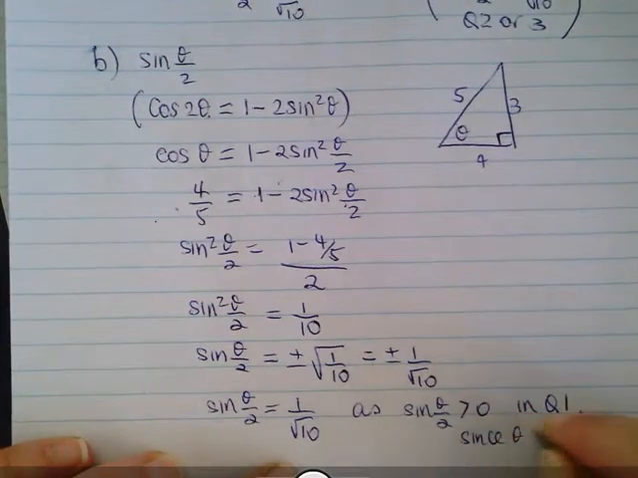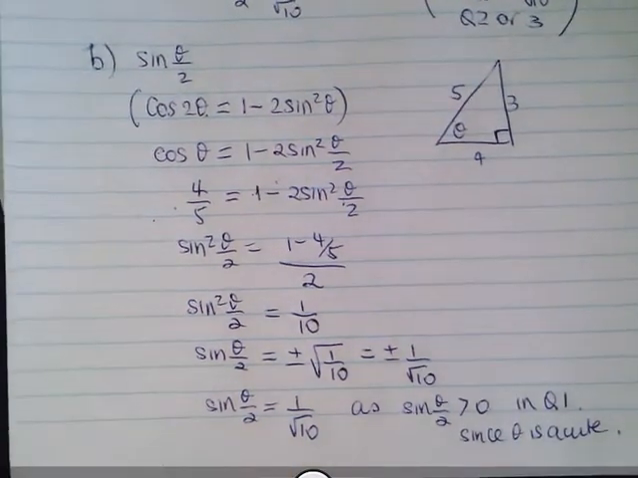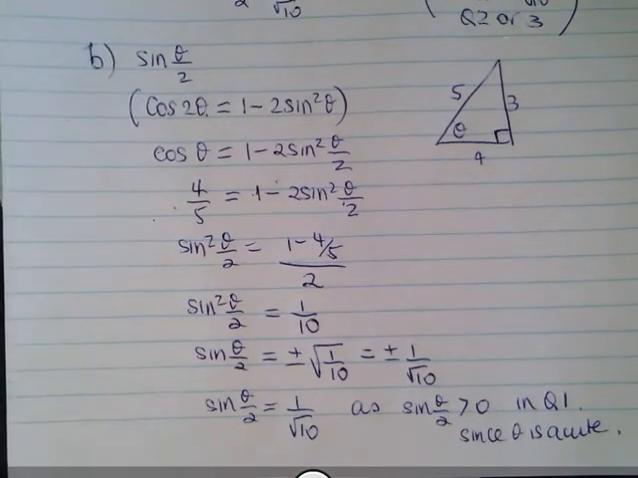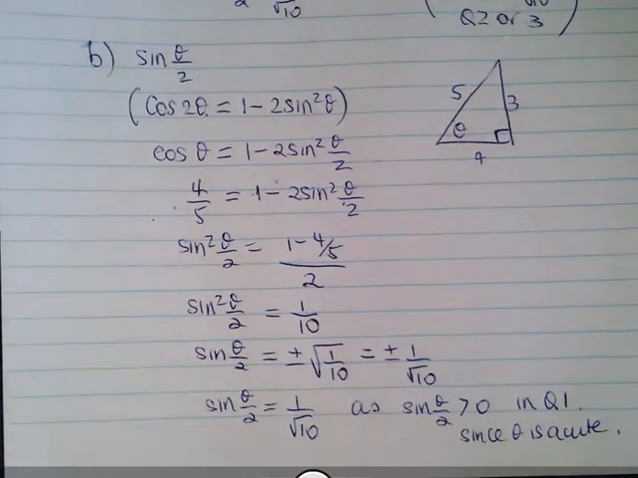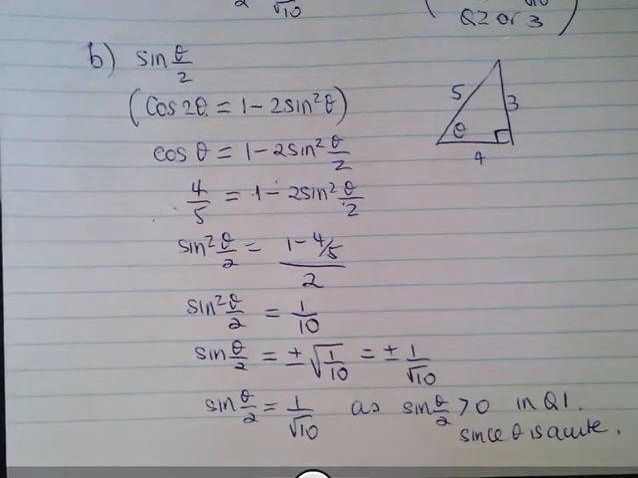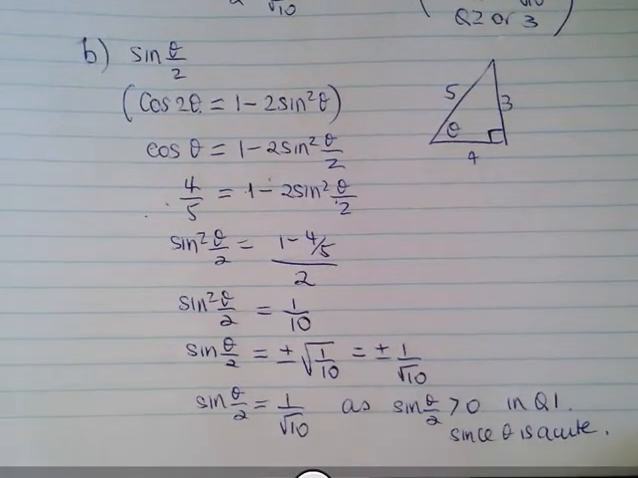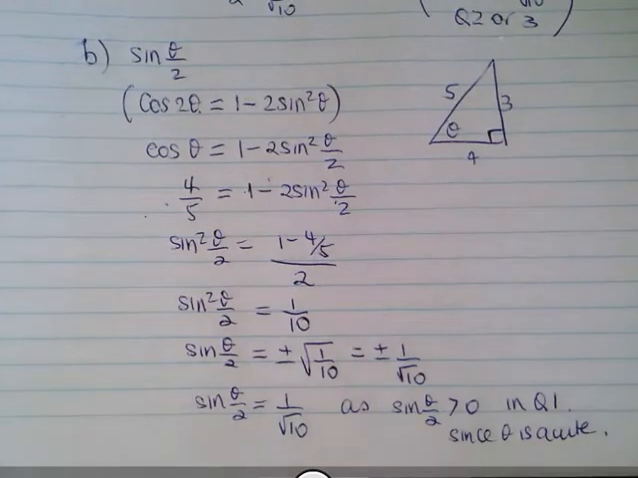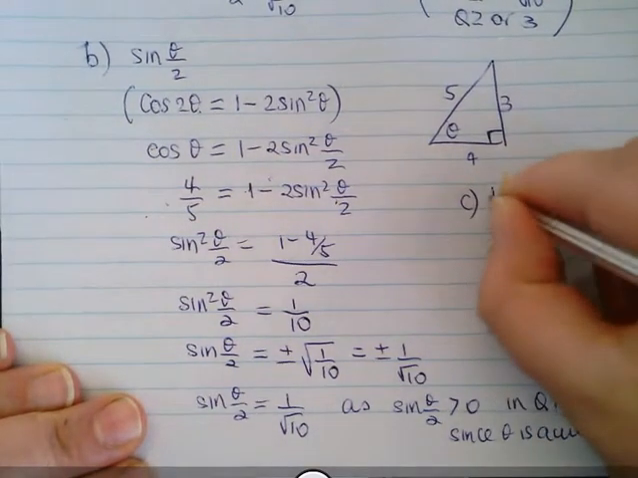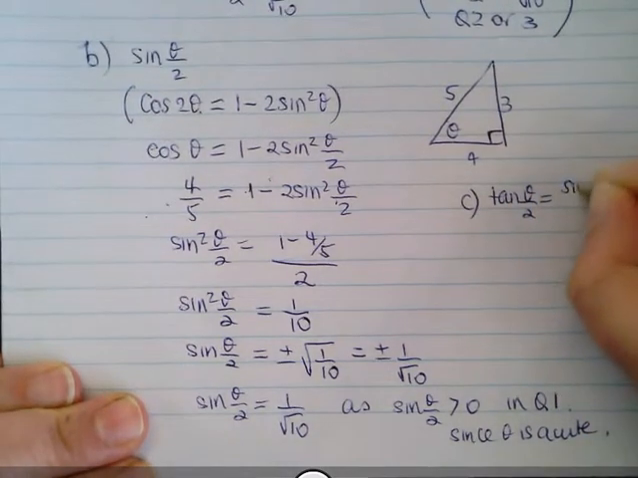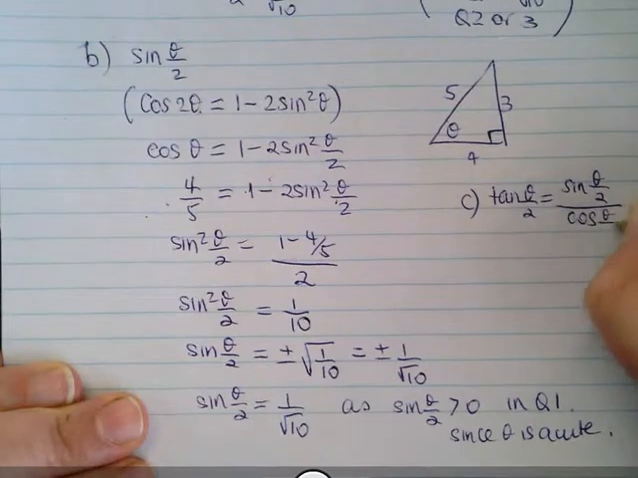Since theta is acute. You were told that theta was acute. So if theta's 80, for example, theta on 2 would be 40. And now that we've got sine theta on 2 and cos theta on 2, how would you find tan theta on 2? I would just do sine theta on 2 divided by cos theta on 2. So tan theta on 2 would be sine theta on 2 divided by cos theta on 2.